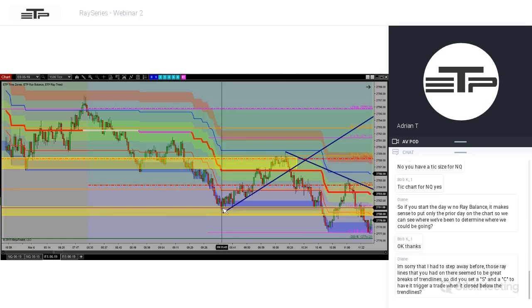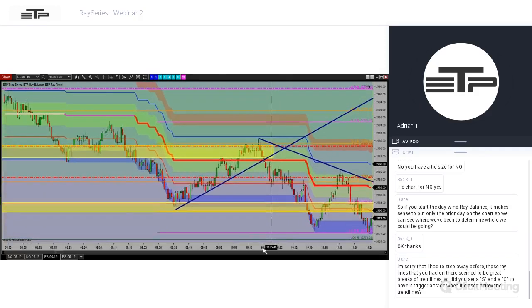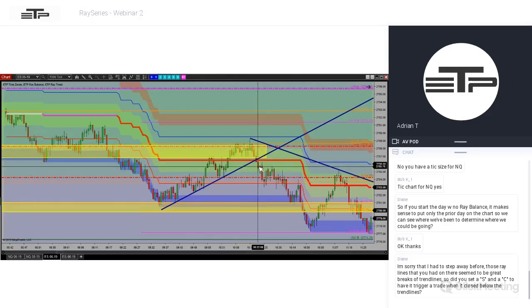Looks like Diane has been playing around with the RayTrader. Diane, what we set, we actually wait for a close below the trend line, not just a touch. I think that's what you're asking, yes? So on the RayTrader, we set it to short and close, as you just said, S and C, and then we wait for it to drop down.